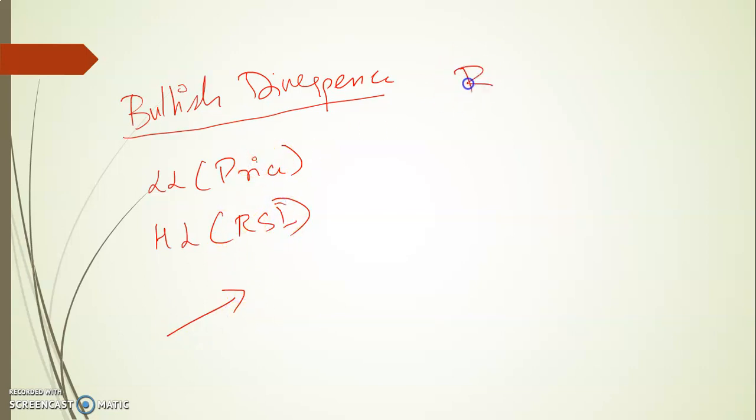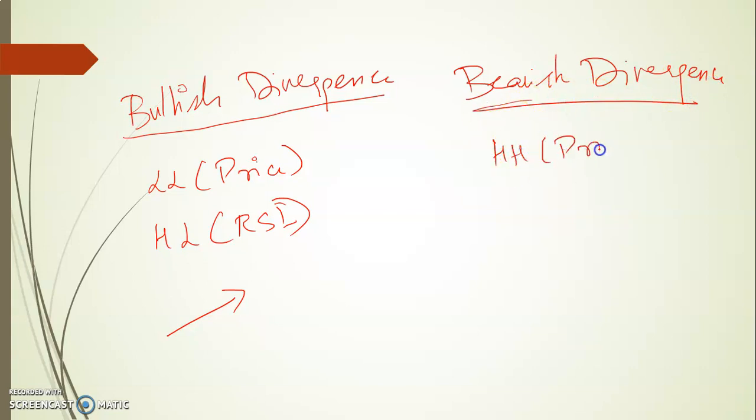And then there is a bearish divergence, for which we have a higher high in price which is not supported by a higher high in RSI, but instead we have a lower high in RSI. This gives a weakness in the uptrend and then the market will go downside. So this is similar to our previous continuation pattern.